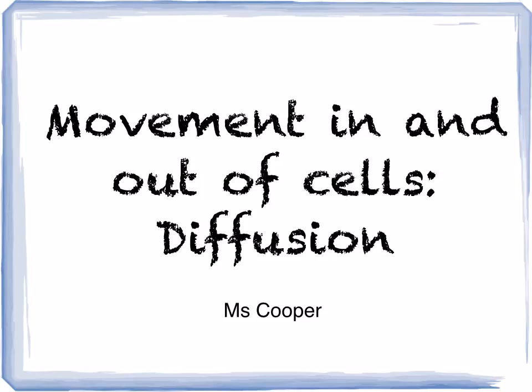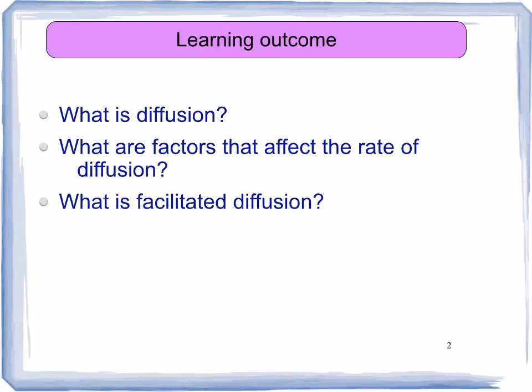In this topic, we're going to have a look at movement in and out of cells, focusing on diffusion. So by the end of this topic, you should be able to answer the questions: what is diffusion? What are the factors that affect the rate of diffusion? And what is facilitated diffusion?